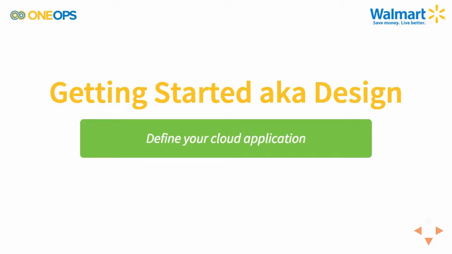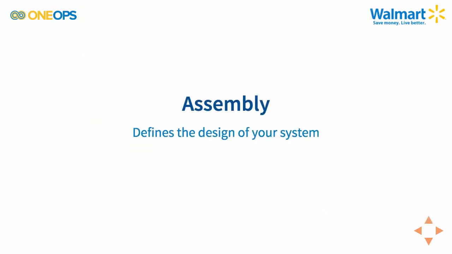We are going to get started today with actually defining what components and platforms, or parts, our cloud application is composed of. This is called design in OneOps. The representation of a cloud application in OneOps is called an assembly. It contains the design of our application, but also later is the container for working with it, getting it ready for deployment and then running it in an operation.